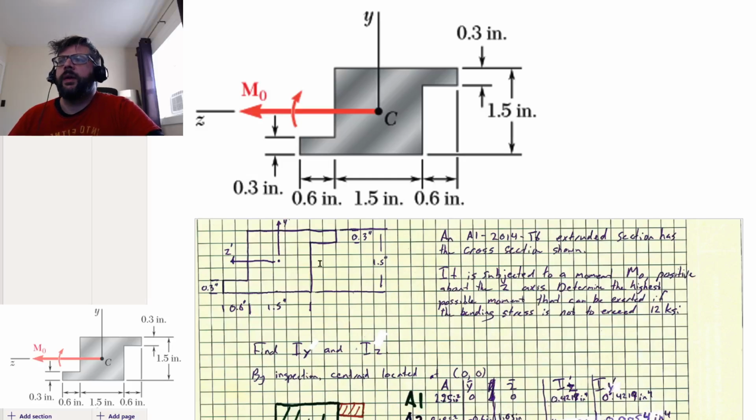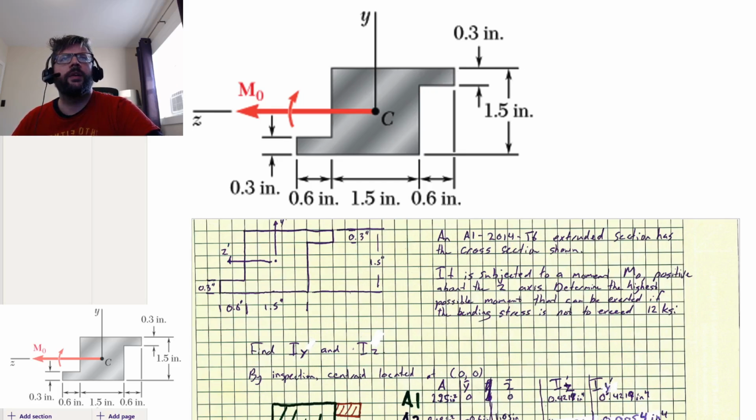Okay, so let's do a non-symmetric bending problem. I've got this extruded aluminum section here, basically a square with these little tabs located here and here. We are going to try to figure out what the maximum moment is that we can apply about the z-axis if the bending stress needs to not exceed 12 ksi.